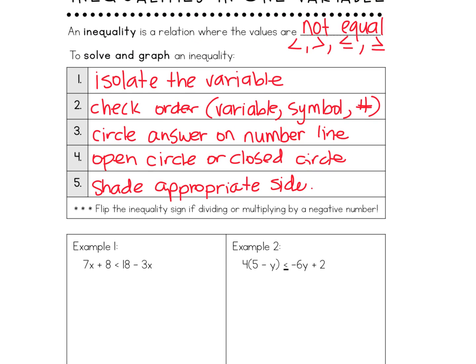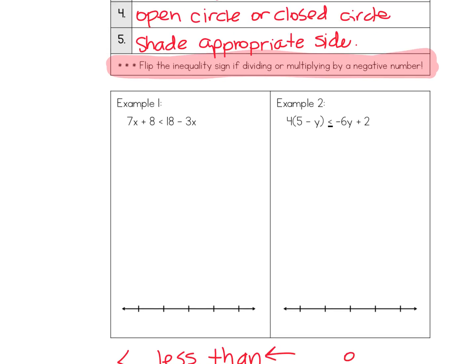So it's pretty simple. It's still the same as solving equations, and we've already done about 2.5 weeks of solving equations, so you guys should be pretty good at that. The only difference is this last thing right here that has the asterisk. Flip the inequality sign if you are dividing or multiplying by a negative number. Okay, so let's do our examples.